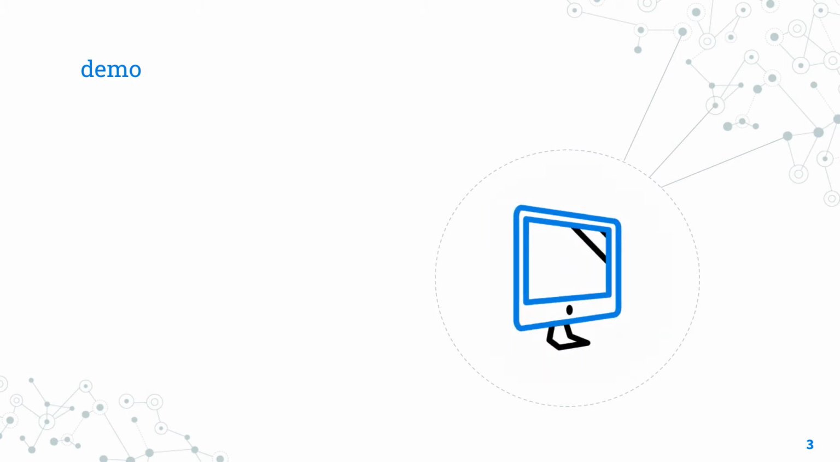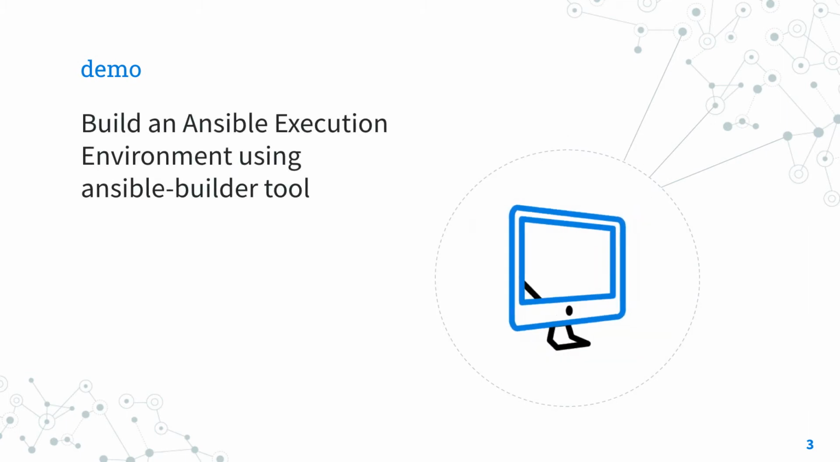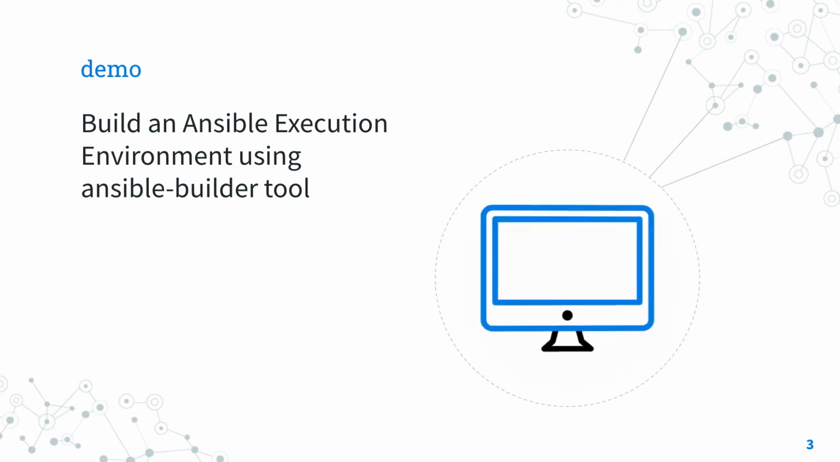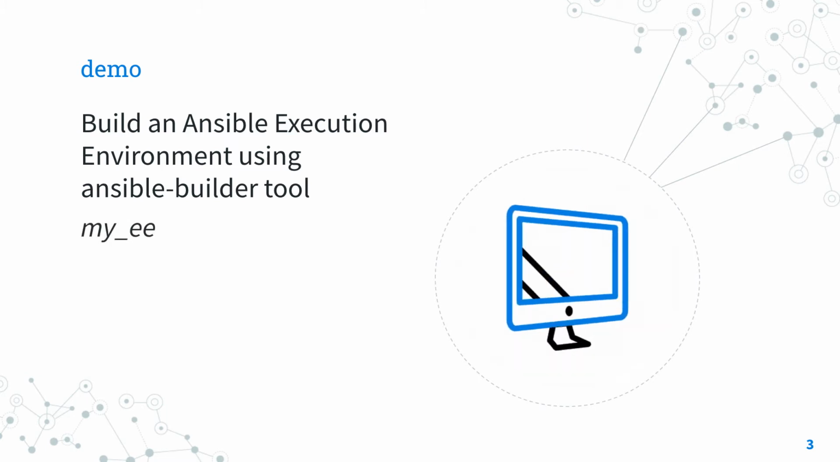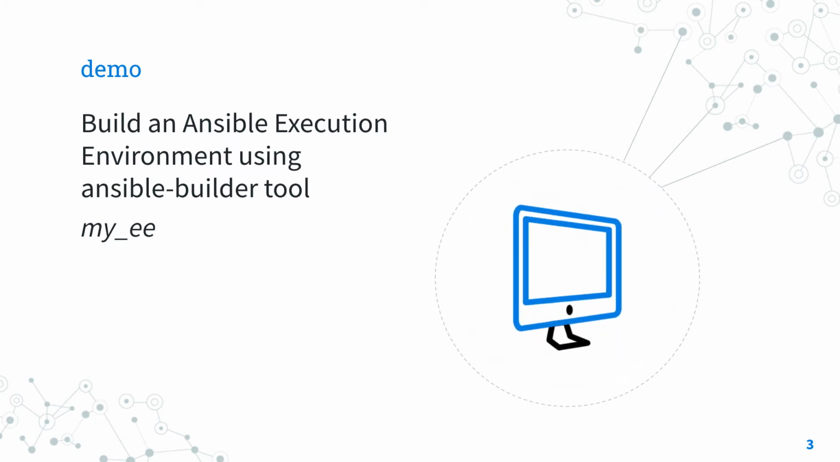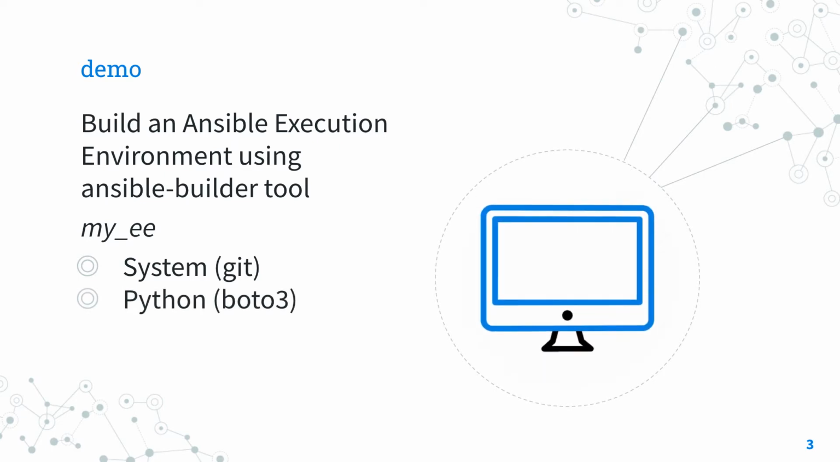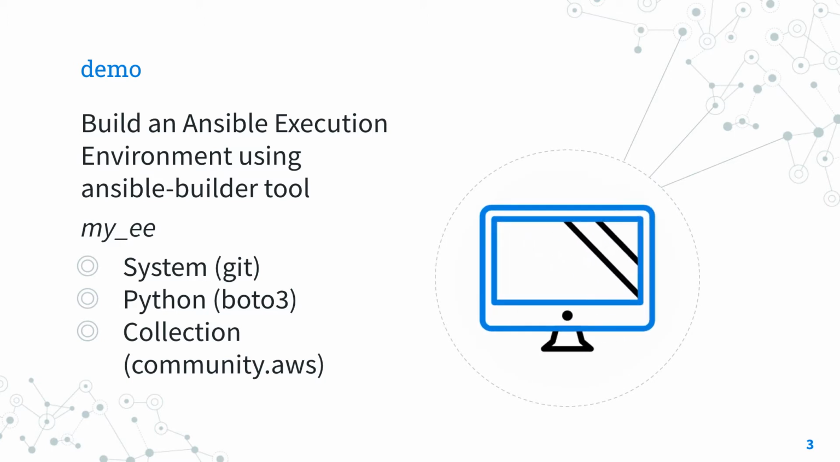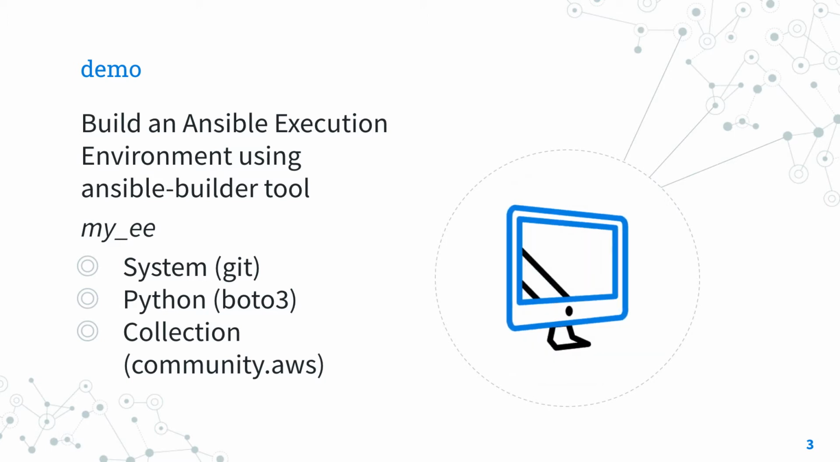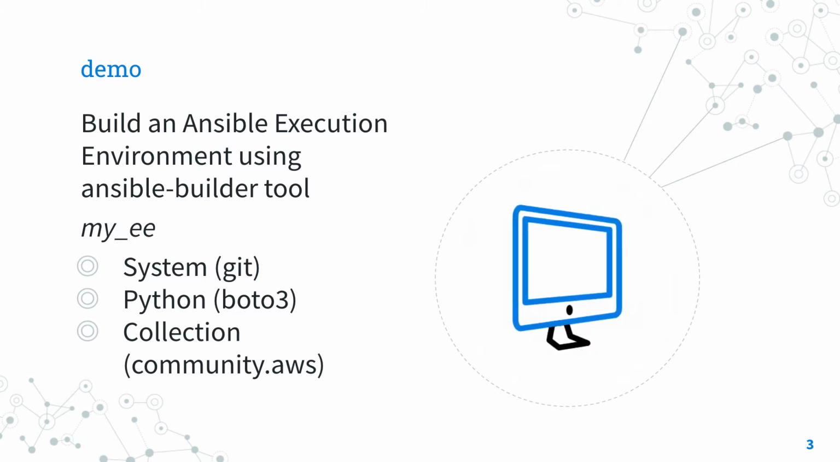Now, demo time. How to build an Ansible execution environment using the ansible-builder command line tool. I'm going to show you how to build a custom my_ee Ansible execution environment using the ansible-builder tool, specifying some custom system, Python, and collection dependencies. For example, let's build a custom Ansible execution environment named my_ee with system requirement git, Python library boto3, and the Amazon collection community.aws to interact with Amazon Web Services. Are you excited? Let's see the code!